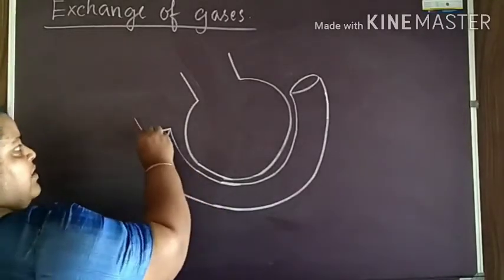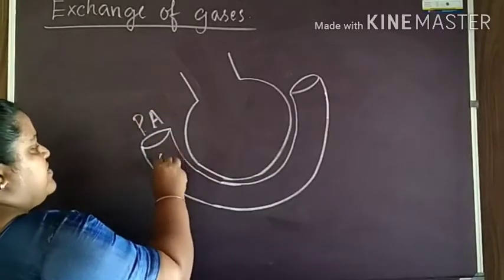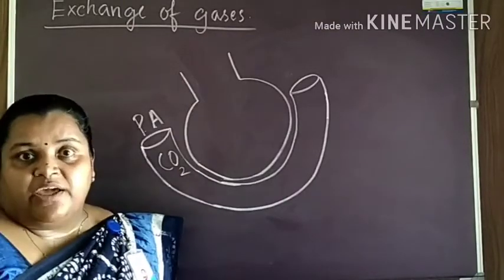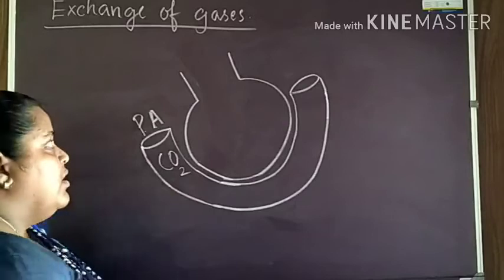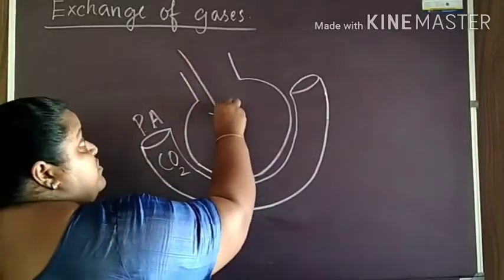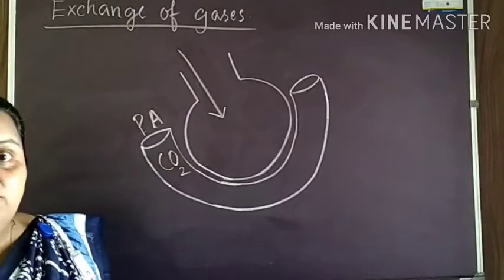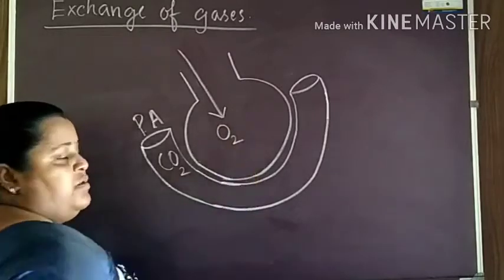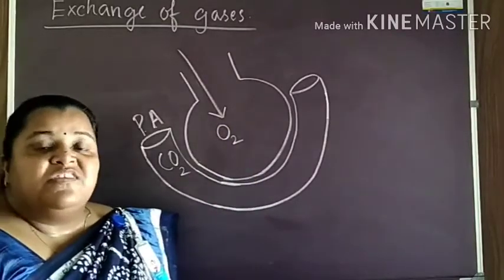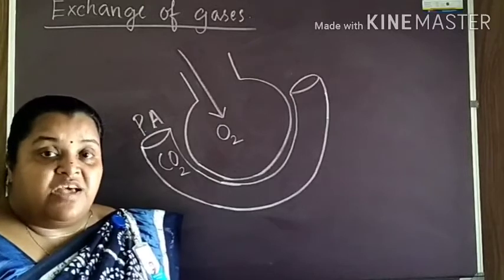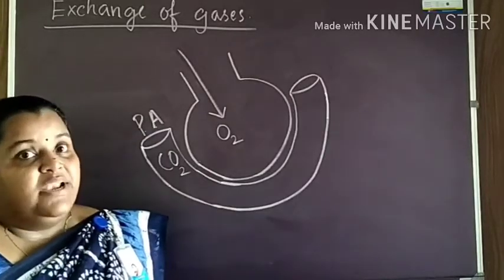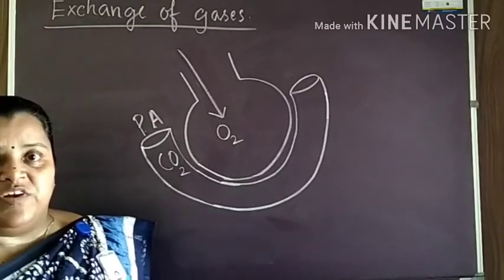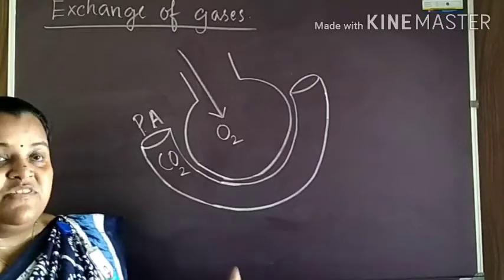In the pulmonary artery, the blood is rich in carbon dioxide. So, there is a higher concentration of carbon dioxide. During inspiration, the atmospheric air reaches the alveoli. So, it contains a higher concentration of oxygen. The process which helps in exchange of respiratory gases is diffusion. In diffusion, molecules move from higher concentration to lower concentration. So see what happens here.